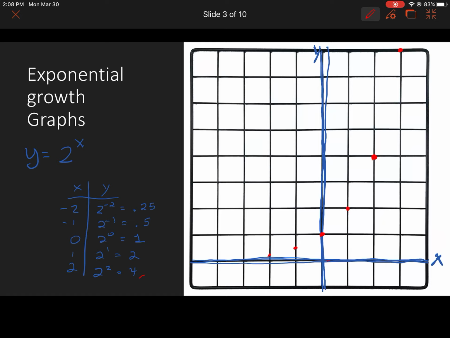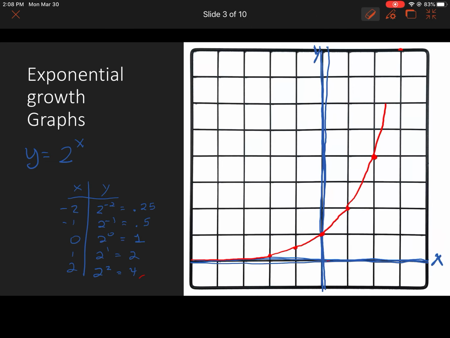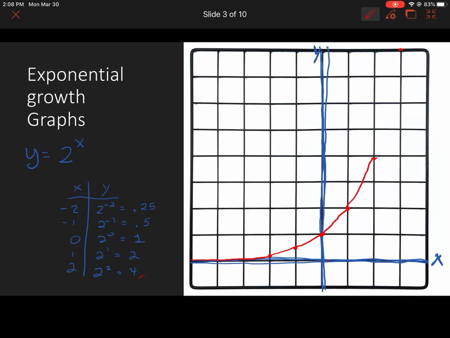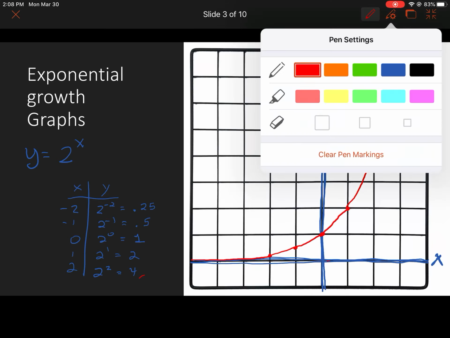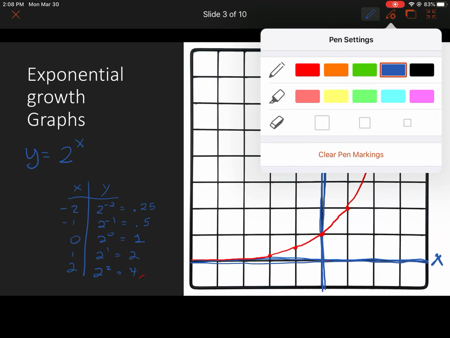But I'm just going to go ahead and finish off that graph by connecting the points. Oops, I'm a little bit off there. Let me try to erase a little bit. All right. Okay. Now, sorry.